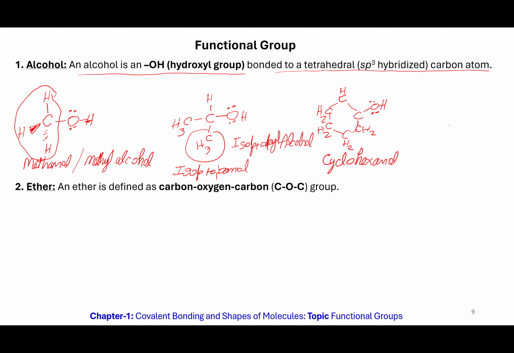Another example is this, if we have C-OH and this carbon is bonded to the remaining 3 CH3 groups, then this is basically tert-butanol. And here you can see this hydroxyl group is attached to one carbon, which is also called primary alcohol.